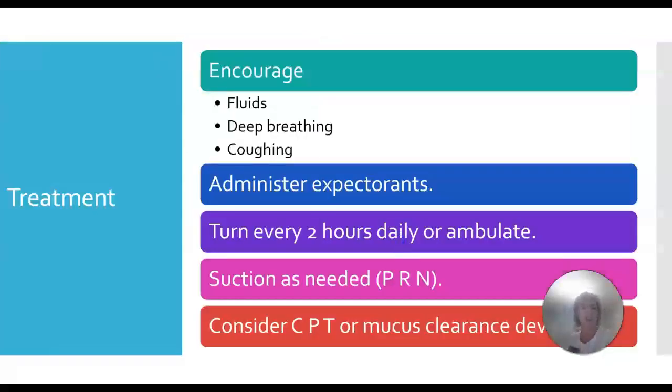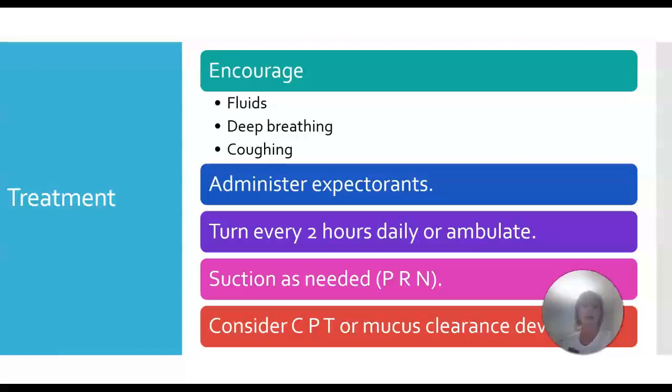We can give them fluids, deep breathing, which we've already talked about. Administer expectorants, turn every 2 hours, get them up and walk, and tell them to walk in their room. They're not going to be able to walk outside of the room because they're in isolation, but they can walk around their room. Many times your patients that have TB have a lot of dyspnea, so it may be a big step for them just to get out of bed and transfer to a bedside commode. And then maybe a few days later, they can do other things.